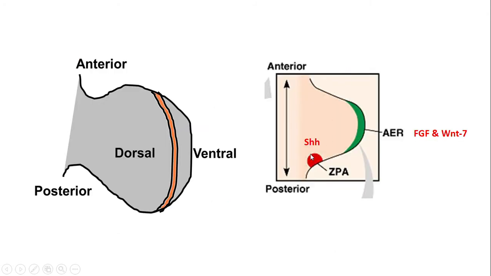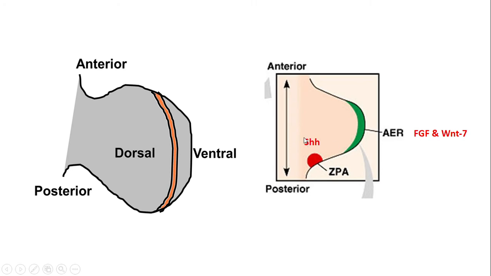Two important regions will secrete the genetical factors. One we have already mentioned, which is the apical ectodermal ridge, and the second is the zone of polarizing activity. The zone of polarizing activity is located at the base of the limb posteriorly, and it secretes the sonic hedgehog gene. And as you can imagine, it will control the posterior-anterior axis of the limb since its location.